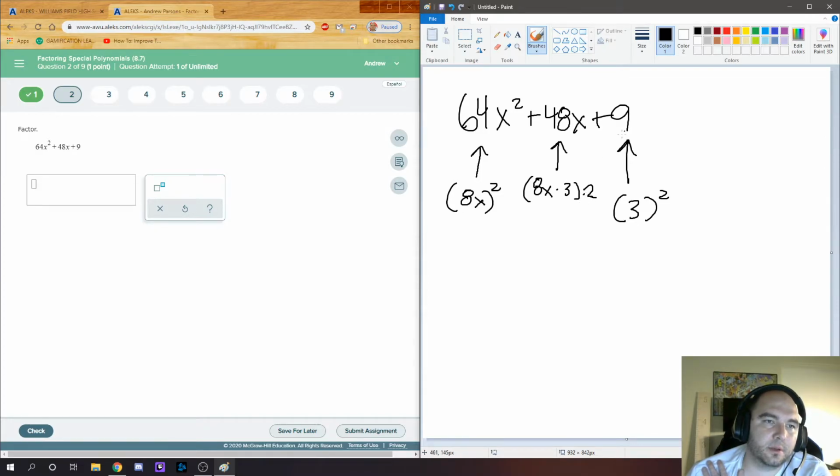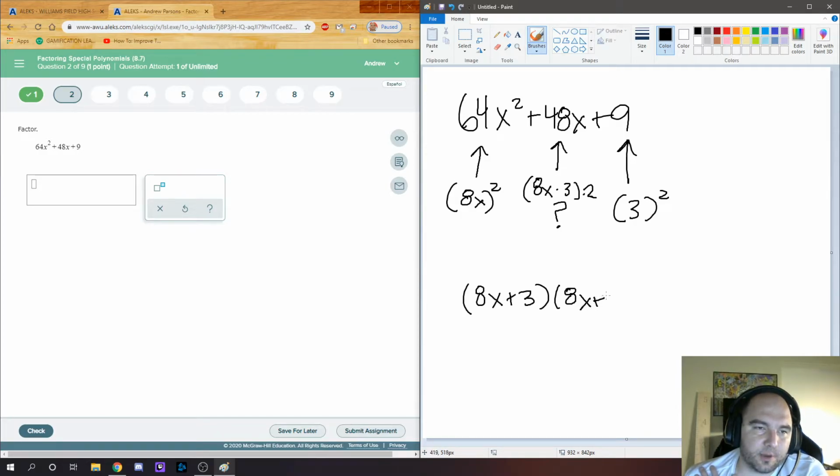Times 2. Is that true? This is the main thing. Yeah, the first thing is something squared. The last thing is something squared. But does the middle thing result from doubling the things that were squared? Does it make 48? Yes. If that is the case, then you're allowed to write an answer of 8x plus 3, 8x plus 3.